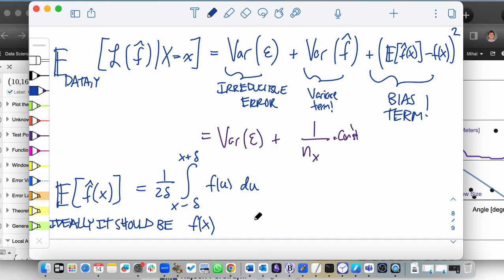Any questions or comments about this formula? You guys okay with that? Okay. And so this is the thing, right? The integral of f on some region might not be the same as the value at a point, right?